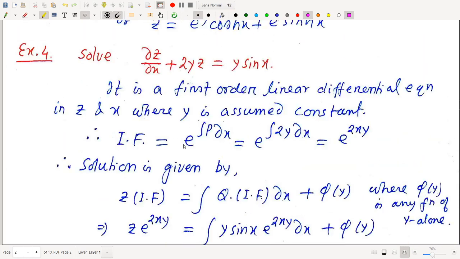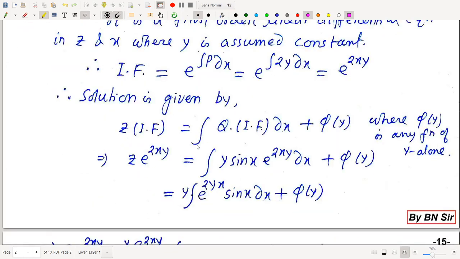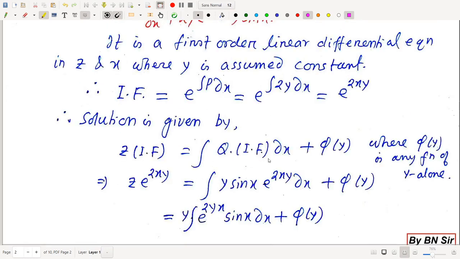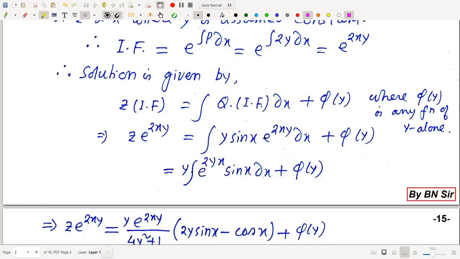So the integrating factor is, as we know from first semester, e to the power integration P del x. Instead of dx only we are writing del x, partial derivative. So P is what? Coefficient of z, 2y. 2y is constant, so it is only e to the power 2y x. Integration of del x is x, so e to the power 2xy. The solution is given by z into IF equal to integration Q into IF del x plus phi(y). Instead of an arbitrary constant, here it is an arbitrary function phi(y), because under this process y is constant.